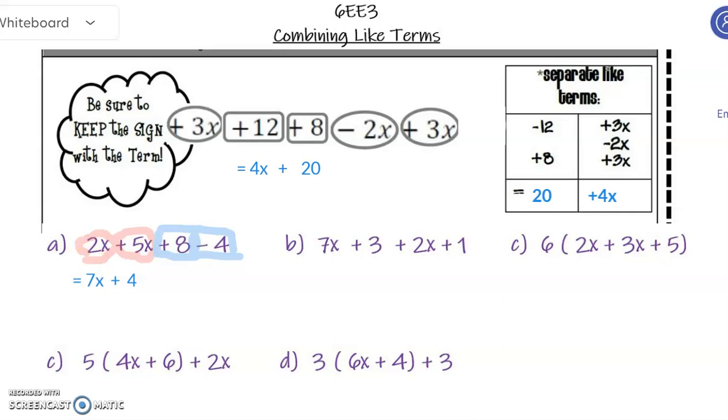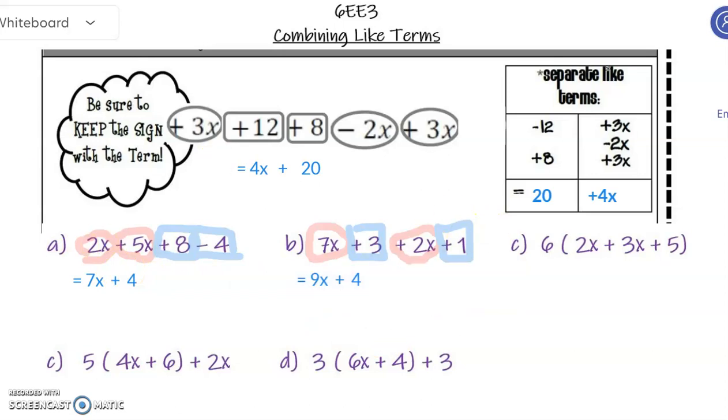Now if you take a look at B here, I'm going to start by looking at my coefficients and variables. I've got a 7x, and over here I've got a positive 2x. Then I'm going to look at my constants. I've got a 3 and a 1 here. So I am going to end up with 7x and 2x is 9x, and then 3 plus 1 is 4.